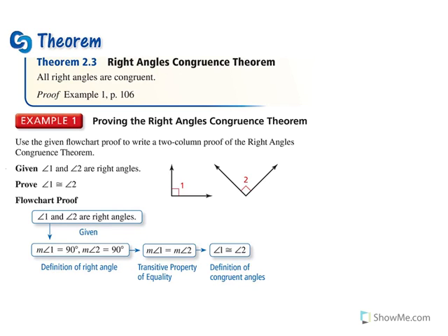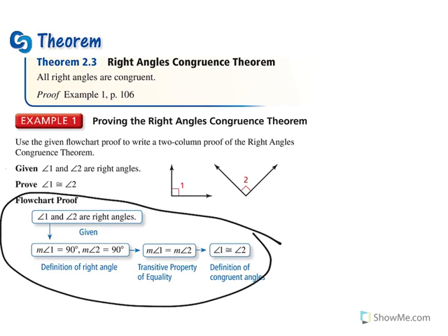So in example 1, it wants us to use a flowchart proof to write a two-column proof of the right angles congruence theorem. So they've already given us this proof here, the flowchart, and then we just need to rewrite it in a two-column. So if you look at the original problem, we are given that angle 1 and angle 2 are right angles, and we want to prove that angle 1 is congruent with angle 2. So basically they have given us the steps already. We just need to put it into our two-column proof.